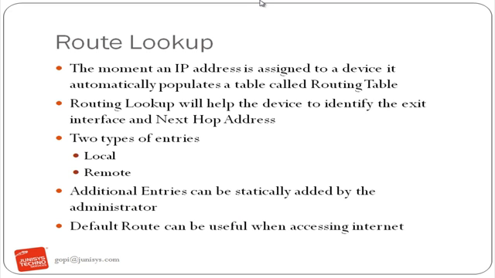Let's review what we discussed. The moment an IP address is assigned to a device, it automatically populates a table called what? A routing table. A routing lookup helps the device identify the exit interface and the next hop address. We have seen this. There are two types of entries, local and remote. What we have seen as of now is a local network entry. Additional entries can be statically added by the administrator, and I have shown you that demo. A default route can be useful when accessing the internet. This I will be explaining later.